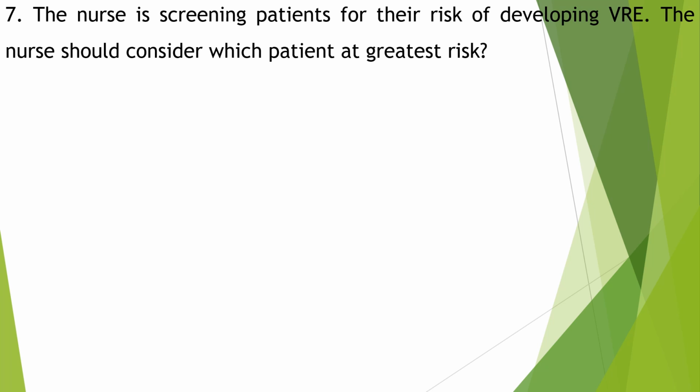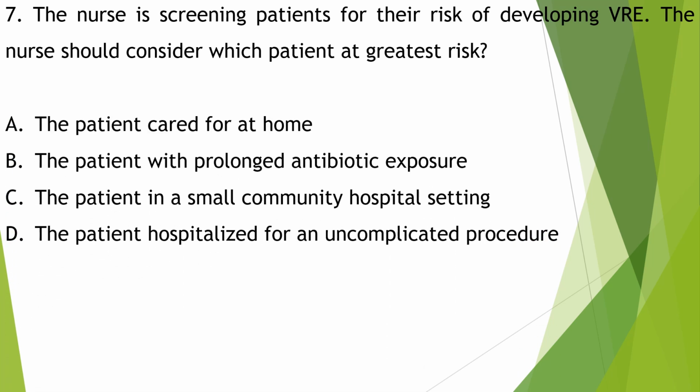The nurse is screening patients for the risk of developing VRE. The nurse should consider which patient at greatest risk. VRE is vancomycin resistant enterococci. The risk factors for VRE are very similar to MRSA. They include prolonged hospitalization, weakened immune system, prolonged antibiotic exposure, invasive procedures or medical devices, and comorbid conditions. So here the patient cared for at home is not at risk. The patient with prolonged antibiotic exposure, of course. The patient in a small community hospital setting? No. The patient hospitalized for an uncomplicated procedure? No.